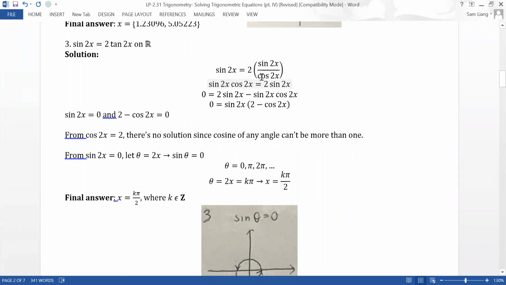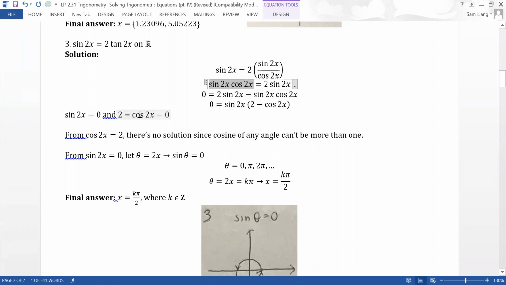From there, I multiply both sides by cosine 2x. You get sine 2x cosine 2x equals 2 sine 2x. And then I'm going to subtract this expression from both sides. You get 2 sine 2x minus sine 2x cosine 2x. And then from there, I'm going to factor the GCF, the greatest common factor of sine 2x from both these terms. You get sine 2x times 2 minus cosine 2x. And there you get two factors, right? So sine 2x is 0, and 2 minus cosine 2x is 0.